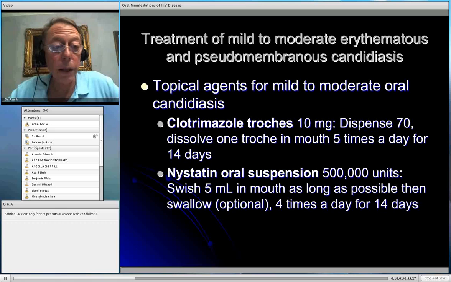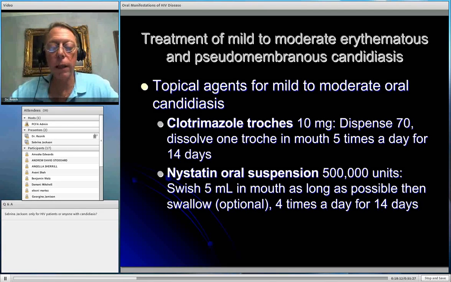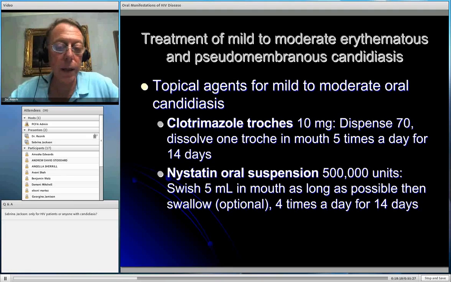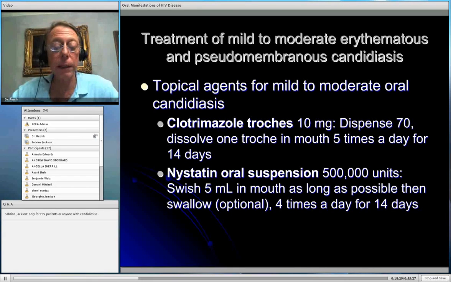And if you have an old PDR hanging around and you look up nystatin suspension, it'll actually say that you need to swish this 4 times a day, for 5 minutes. Now, if you look at how it's prescribed, it says as long as possible. And in today's blackberrying, typing, texting, twittering world, as long as possible is a very short period of time. As I mentioned earlier, the way these medications work is by being in contact with the plaques and disrupting cell function. So if somebody swishes around with nystatin for 30 seconds or so and swallows it, they're really not going to have a great benefit.